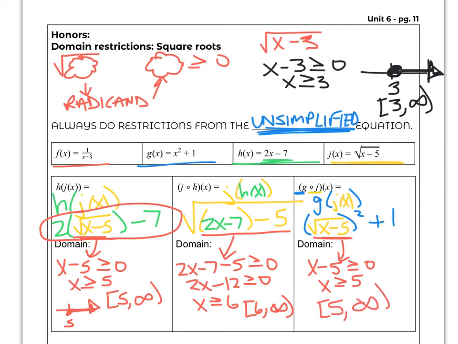But Miss Vance, wouldn't the square root and the squared cancel? Yes, they would in the simplified version. But since I can't plug in anything less than 5 into j of x, I can't plug anything less than 5 into g of j of x. So just because it looks like it disappears, that domain restriction is still getting held onto in my final composition.